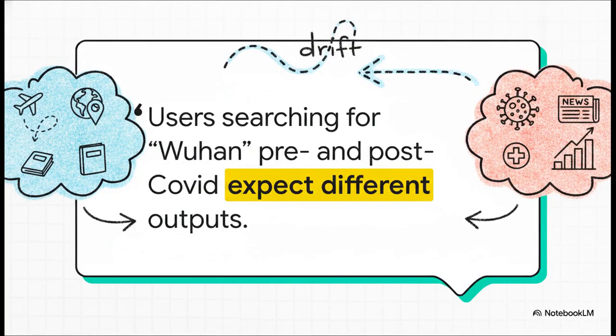To put concept drift into perspective, our source material has this absolutely brilliant example. Think about users searching for the word Wuhan pre- and post-COVID. Before 2020, they were probably looking for travel guides or local geography. After, they were definitely looking for news or health data. The input text, that exact word, was totally identical, but a massive external event completely shattered the relationship between the input features and the prediction.